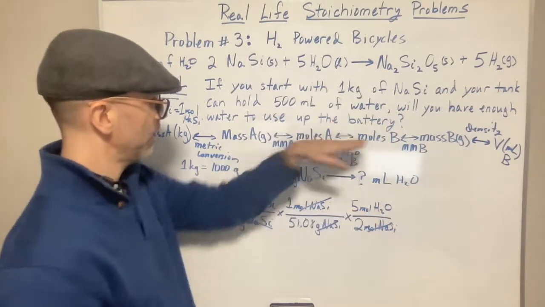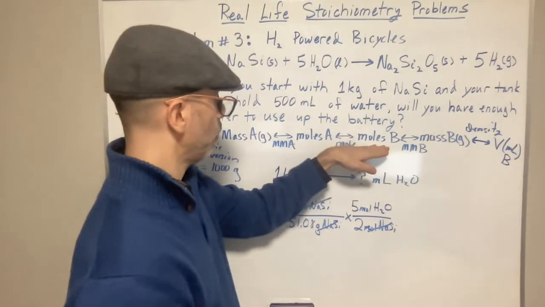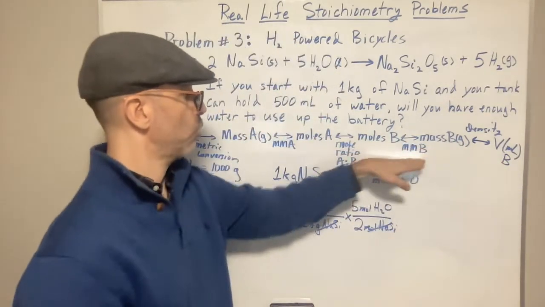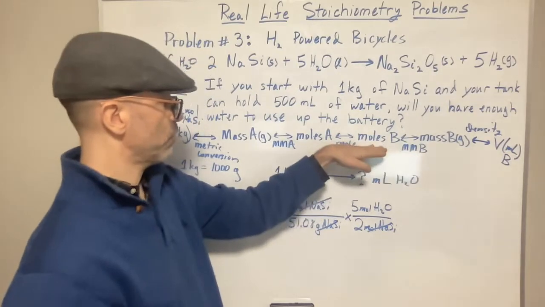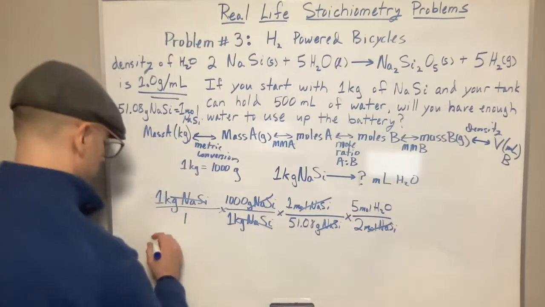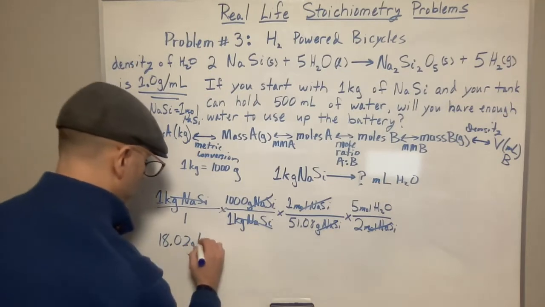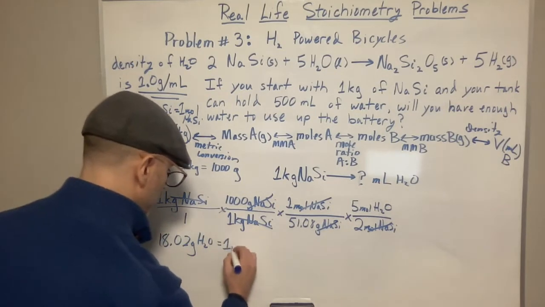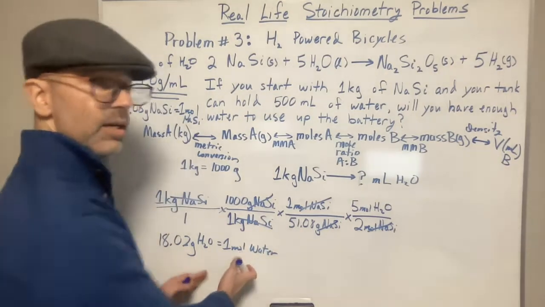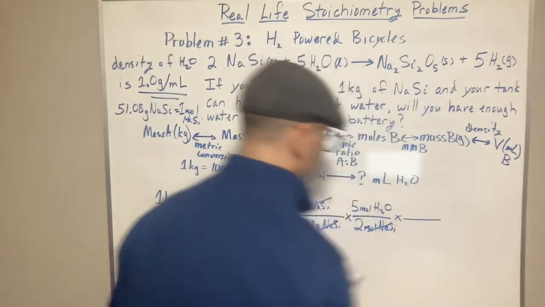Now I am here on my roadmap. There are 2 more steps: moles of B to mass of B in grams, and then grams to milliliters. I'm going to use the molar mass of B, which is water, to convert moles of water to mass of water. And that is 18.02 grams of water equal to 1 mole of water. So that is the molar mass.